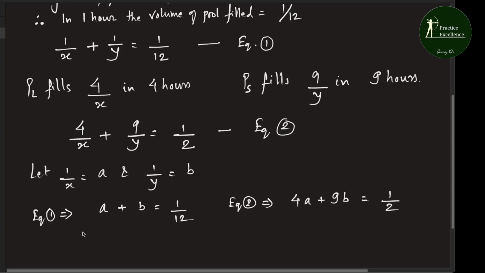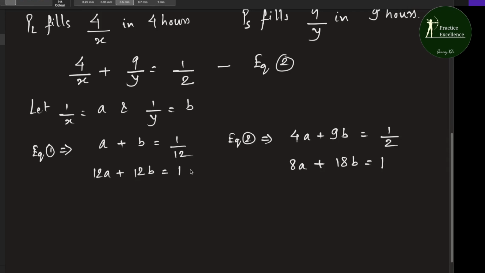So let us solve this. So a plus b is 1 upon 12, which means what? 12a plus 12b equals 1. And this equation is 8a plus 18b also equals 1. So let me call this equation 3, this equation 4.